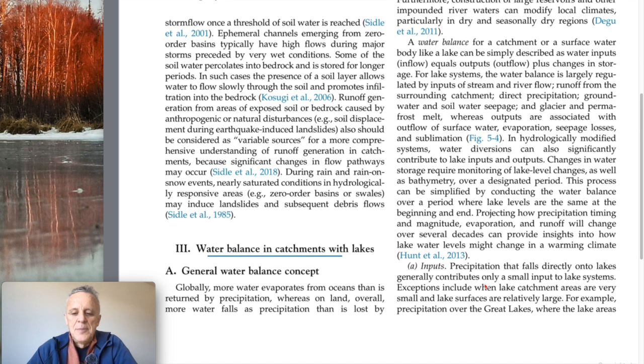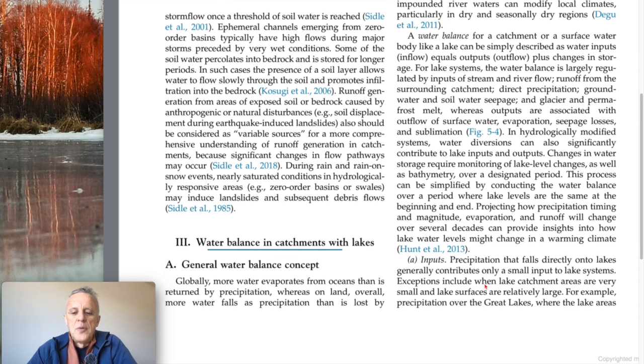This process can be simplified by conducting the water balance over a period where lake levels are the same at the beginning and the end. Projecting how precipitation timing and magnitude, evaporation, and runoff will change over several decades can provide insights into how lake water levels might change in a warming climate.